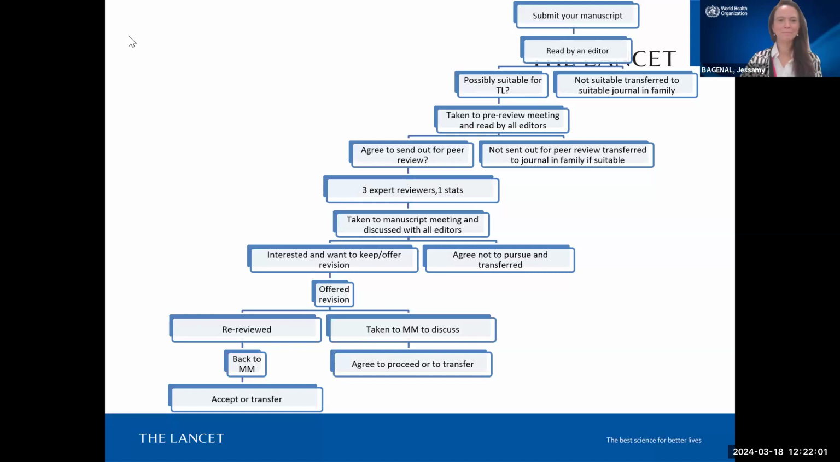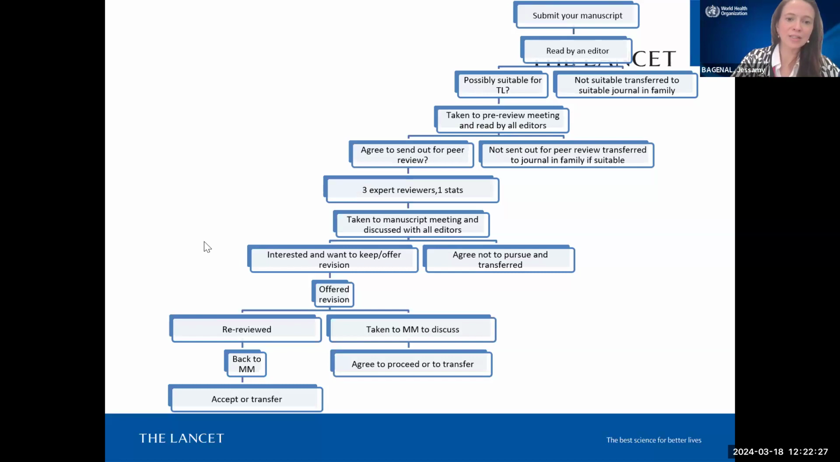Sorry about that. So we send it out for peer review, we get those reviews back, and then we take it to a manuscript meeting where, again, it's read by all of the editors within the weekly journal and also all of the editors within the family of journals. So all the other specialty journals also read our papers. If they're interested in it, then they express their interest, and we also decide whether we want to keep it at the Lancet. And in that case, we offer a revision.